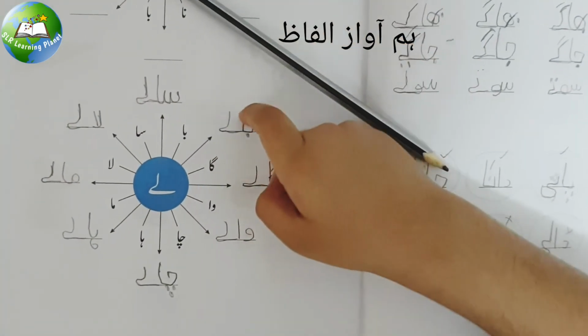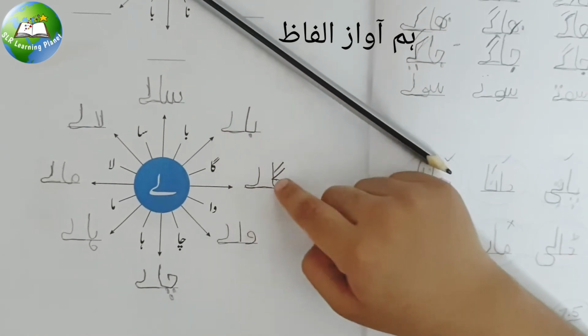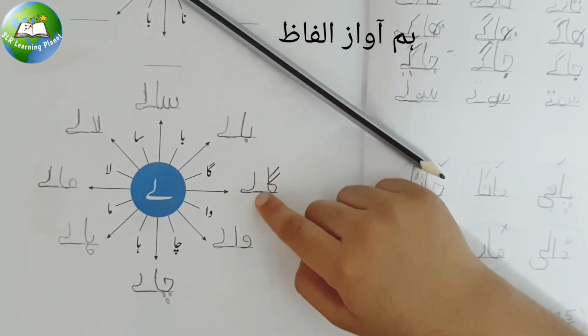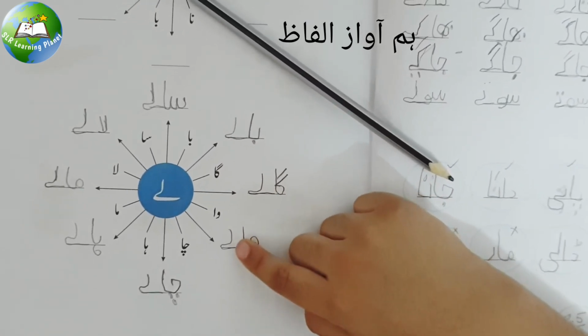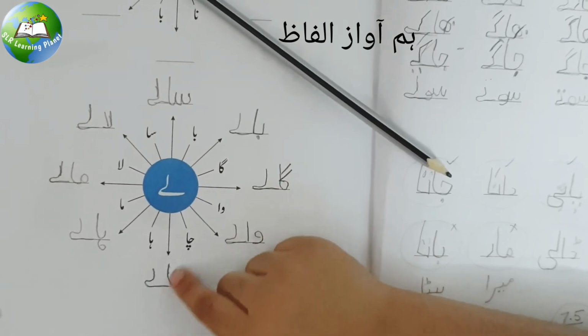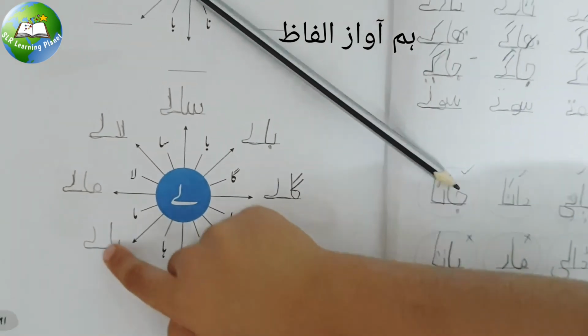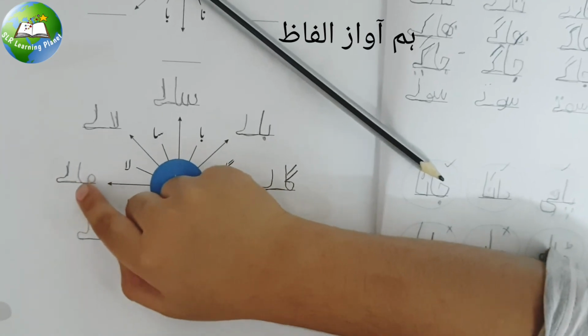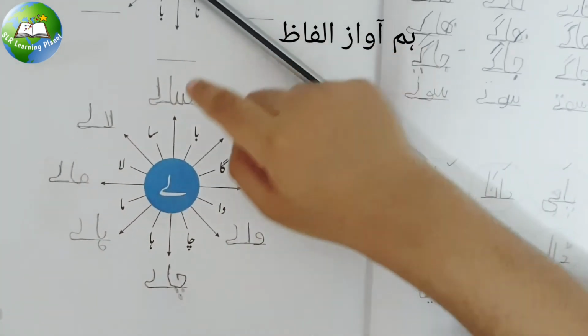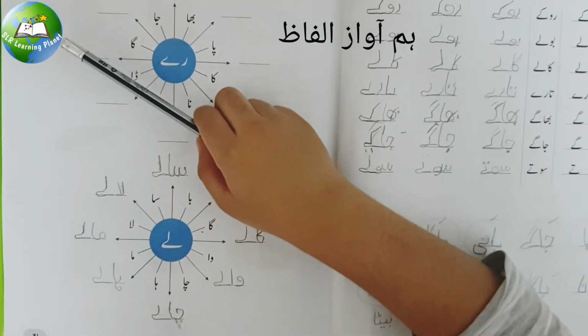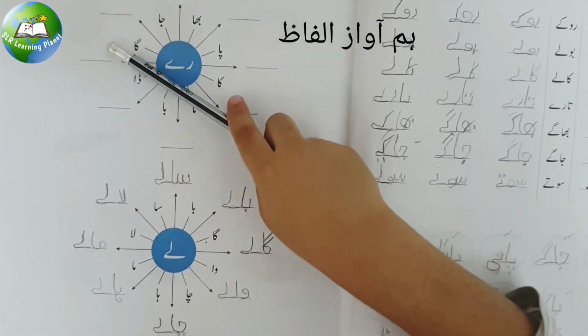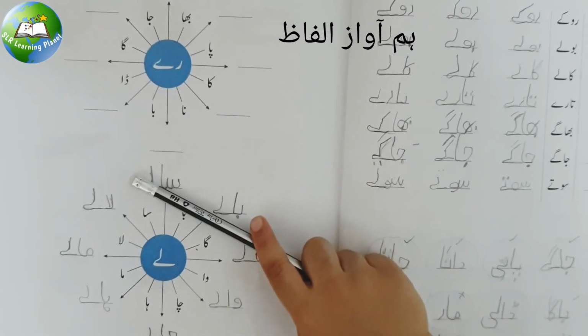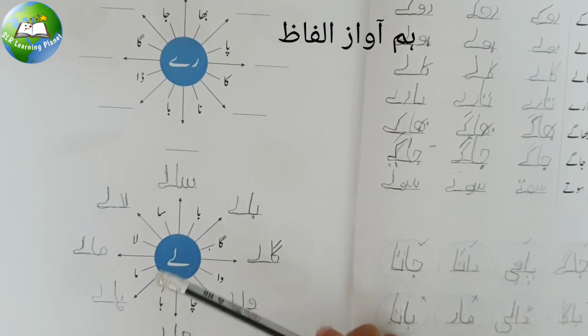De, alif, ba. Lam by yele. Bale. Gale. Wale. Chare. Chale. Hale. Male. Lale. Sale.